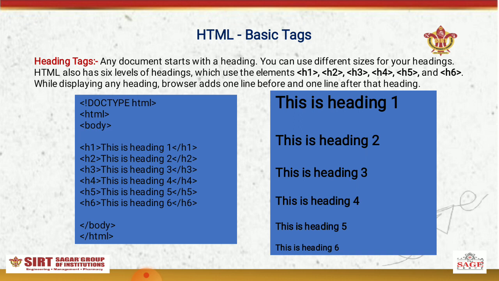Here is our example. We start with the HTML body section declared. H1 is a heading tag, H2 is also a heading tag. So H1, H2, H3, H4, H5 and H6 are heading tags. Then the body section closes, then HTML closes. This is our output.